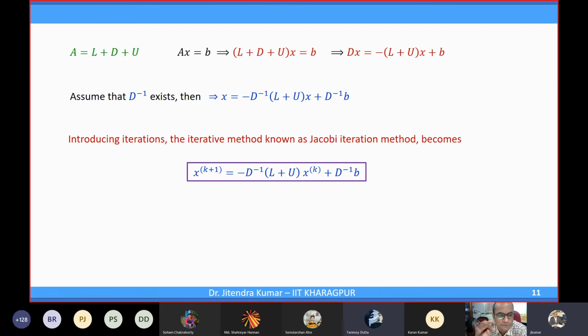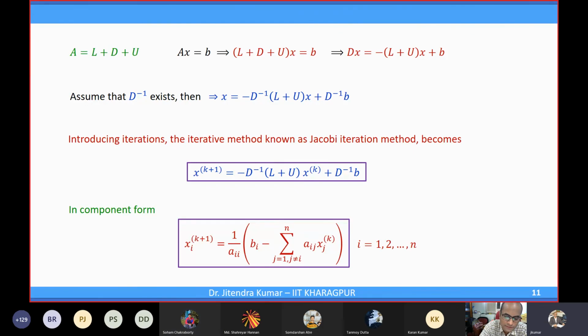Because D inverse is nothing but the inverse of the diagonal entries, correct? So in component form, D inverse will give you the 1 over A11 term. Let's start with this first. Because of D inverse, you have 1 over A11, and because of B, you have the Bi term, when we are talking about the ith component. Then minus, and again D inverse, which is 1 over Aii, is already there.